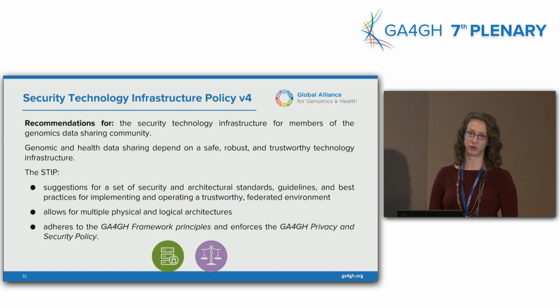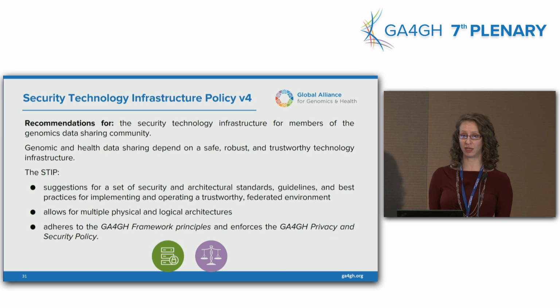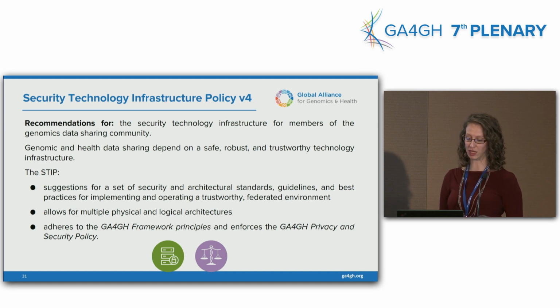The security technology infrastructure is on its 4th version, and this is a policy that is both internal and external. So this helps to create guidelines for creating the secure standards, but also has information for these genomic data sharing groups in order to make sure that their initiatives are secure. So it has suggestions for a set of security and architectural standards and guidelines to implement an open and trustworthy federated network. But they recognize that every group is going to have different needs, and so it allows for multiple physical and logistical architectures.